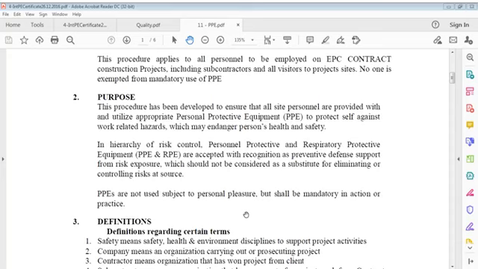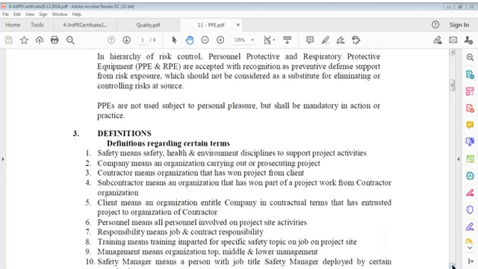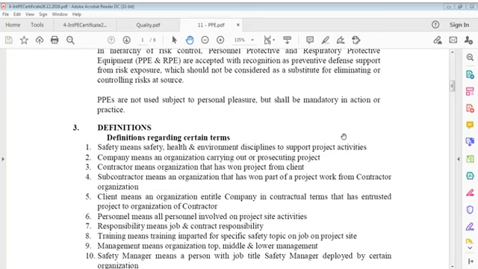PPEs are not used subject to personal pleasure but shall be mandatory in action or practice. Personal pleasure doesn't mean anything here. It's a question of health, not pleasure. If you want pleasure, then you don't care for health, and just for a temporary moment, and that moment may spoil your health, spoil your life. PPEs are not used for enjoying, these are not used for drawing pleasure, but these are mandatory in action or practice.